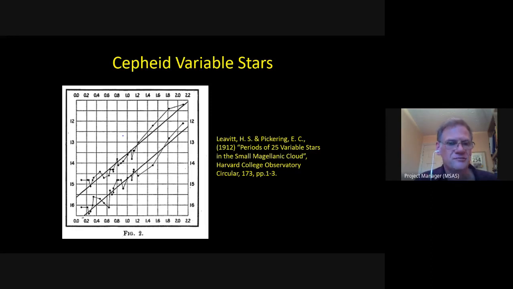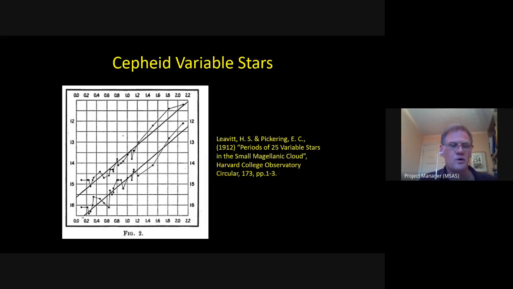She noticed an interesting result, and that result is shown in this figure here. So this figure is taken directly from her paper that she published in 1912, called The Periods of 25 Variable Stars in the Small Magellanic Cloud. And what she found was, well, first of all, I'll just explain this graph. The y-axis, so the up and down axis, is magnitude, and the horizontal axis, the x-axis, is numbers of days. So the number of days goes from 0 up to 2.2 days. Magnitudes, because it's a reverse scale, goes from 16 at the bottom to 12 magnitudes towards the top.